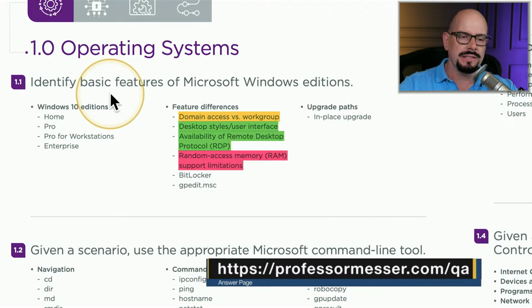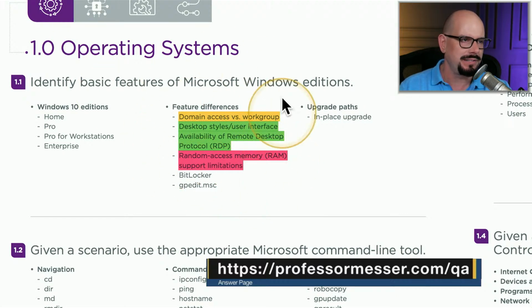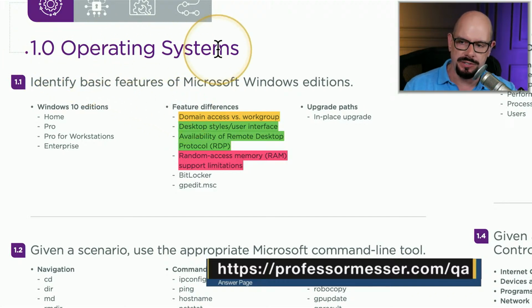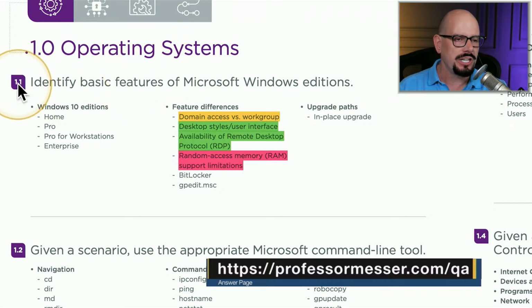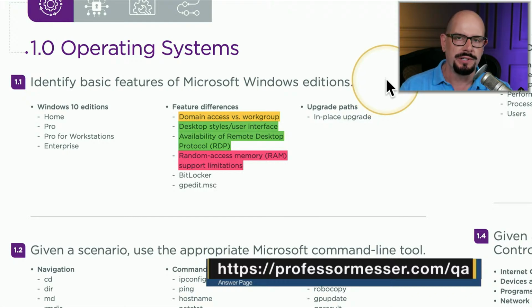Let's start right at the top of this. You can see I've done some annotation here, so you can ignore the colors for the time being. This is from Domain 1.0, which is operating systems. You have section 1.1, which is identify basic features of Microsoft Windows editions. Now, on other certification bodies, that's all you get. But with CompTIA, they give you a bulleted breakdown of exactly what they want you to know.